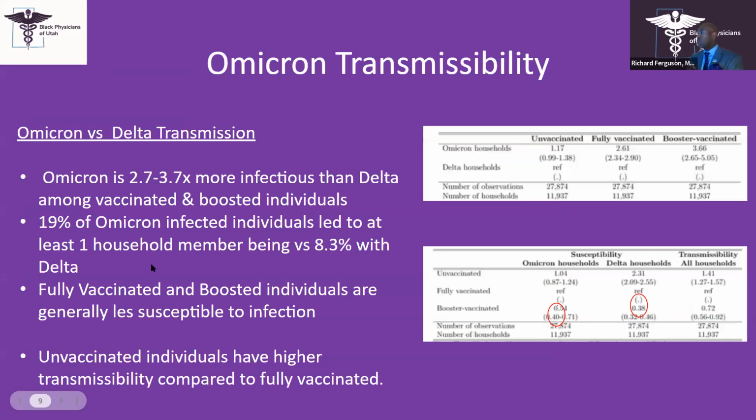So how transmissive is it? This is that Danish study that I was referencing a little bit earlier. Omicron is about 2.7 to 3.5 times more infectious than Delta. As I said, about 19% of Omicron infected individuals led to a household member getting it, versus almost half when a person that had Delta was in the same household. And fully vaccinated and boosted individuals are generally less susceptible to getting infection.